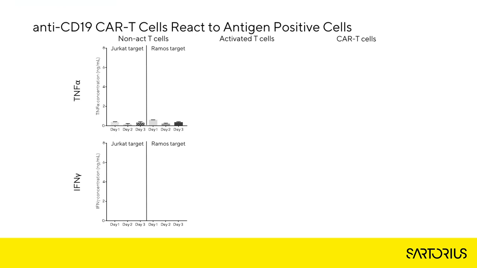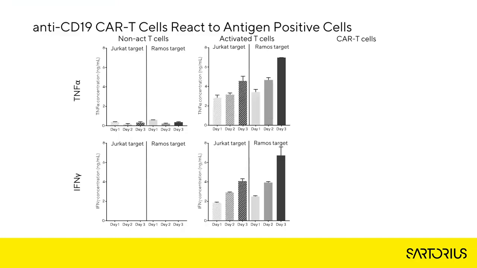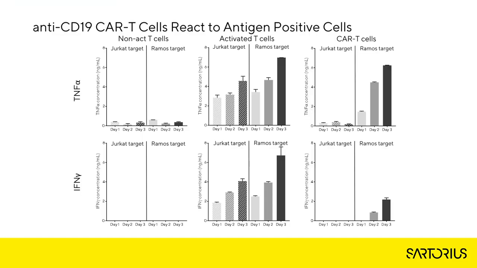When looking at TNF-alpha and interferon gamma production, it is clear that across the 3 days there was little response when non-activated T cells were present. T cells with activation, however, saw increased cytokines over the 3 days. Interestingly, this was higher in the presence of Ramos cells than Jurkat cells in both cytokine readouts. When looking at the CAR T cell response, we see high levels of cytokine production, but only in the presence of the CD19 positive target cell line, showing that the CAR T cells are responding and activating in response to these cells.